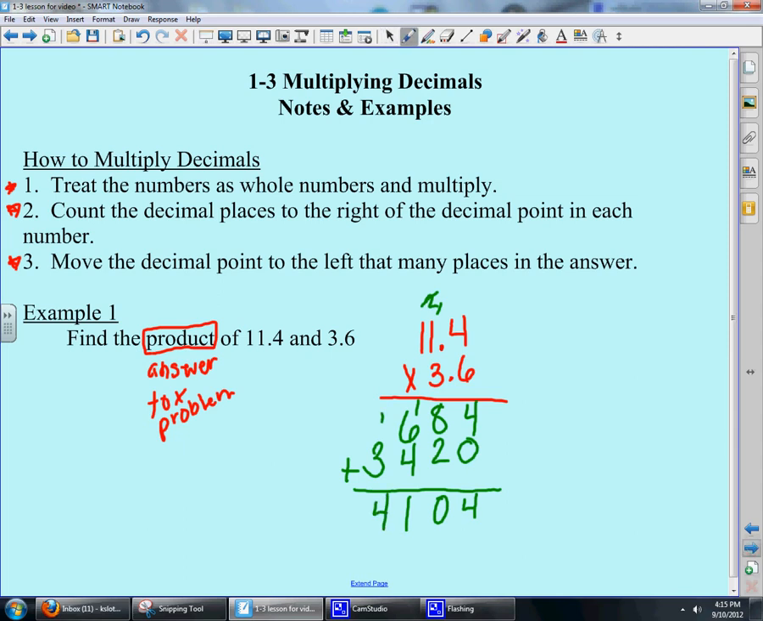Now we're going to count how many numbers are after the decimal point. 1, 2. So there are 2 decimal places, which means that we're going to move the decimal point in the answer 2 places to the left. So the answer is 41.04.